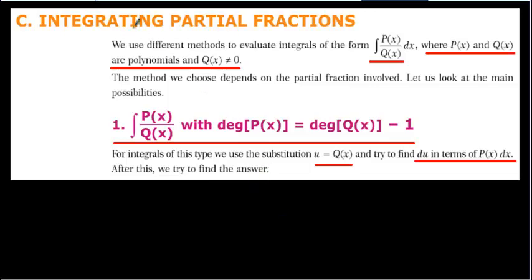In this video I'm going to explain integration by partial fractions. Here p(x) and q(x) are polynomials and we are going to separate them into partial fractions. If you remember, we studied this subject in 10th grade, and here there are some subtitles. Let's say p(x) and q(x), where the degree of p(x) is less than the degree of q(x).